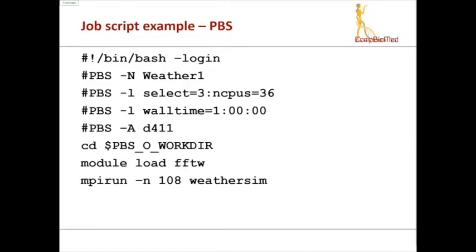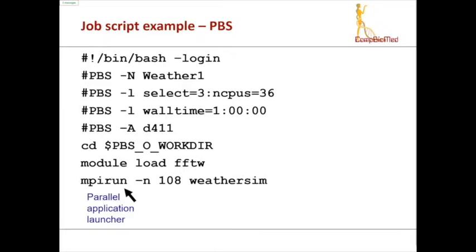Then the next 3 lines are the actual lines that are executed when it's running on the back end. So here we're going to change directory to the directory we've submitted our job from, typically our working directory. In this case, we're going to load a library called FFTW, which is a very fast FFT routine library. And finally, we're going to run a job, which happens to be an MPI job. We're going to use 108 cores, and the execution name is called WeatherSim.